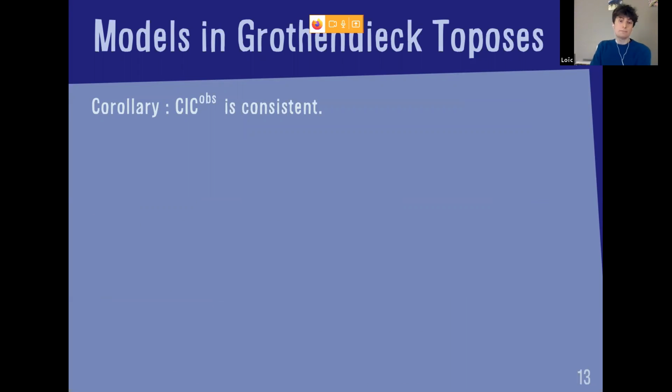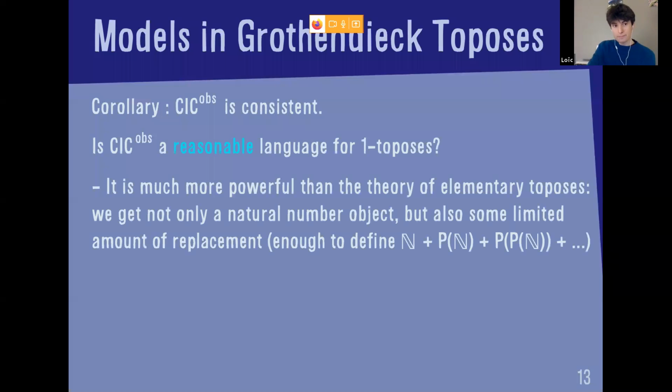And as a simple corollary to this model, we get that our observational type theory is consistent, since we can build a non-trivial topos as soon as we assume the axiom of set theory. And now the question is: is this type theory a reasonable language for one-toposes? Well, it's a bit of a mixed bag.